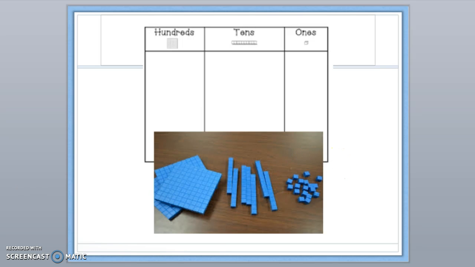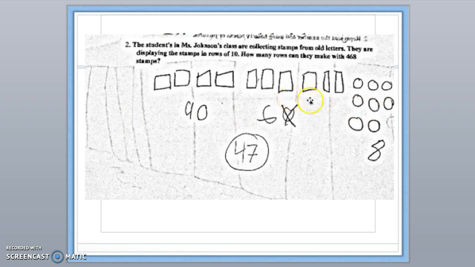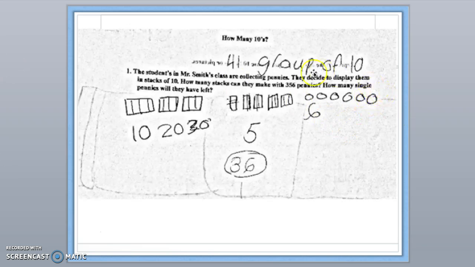for this problem, this could not be another group of 10 because it was only 8 single ones. And she did the same thing for this problem. She realized that it would make 35 groups of 10, and then there would be 6 left over because it can't be a group of 10 because there's still 4 missing, so it just has to be single units.